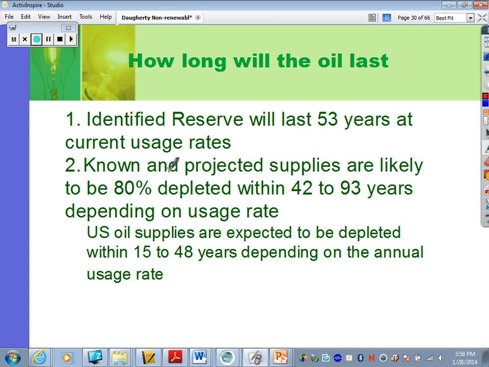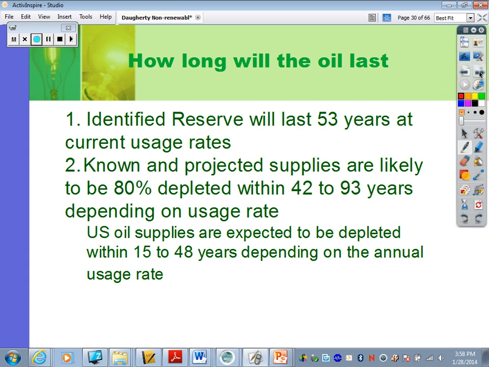And then here it says known and projected supplies are likely to be 80% depleted within 42 to 93 years, depending on the usage rate. The U.S. oil supplies are expected to be depleted within 15 to 48 years, depending on our annual usage rate. So again, most likely during our lifetime, we're going to see a shift from oil to another fuel source.